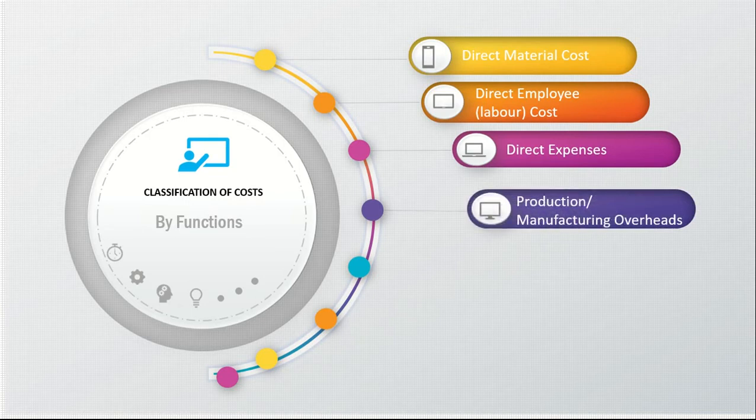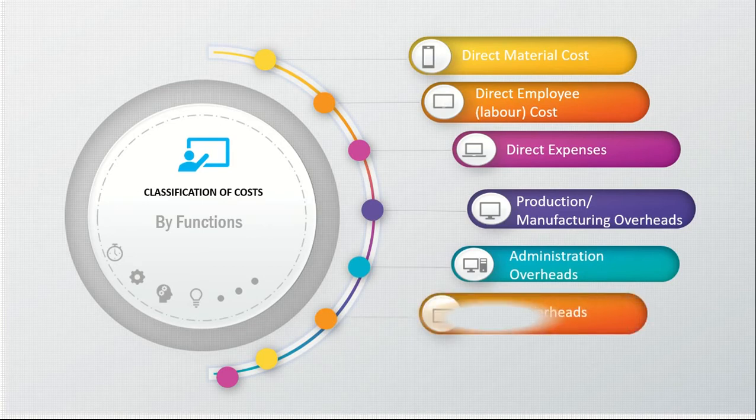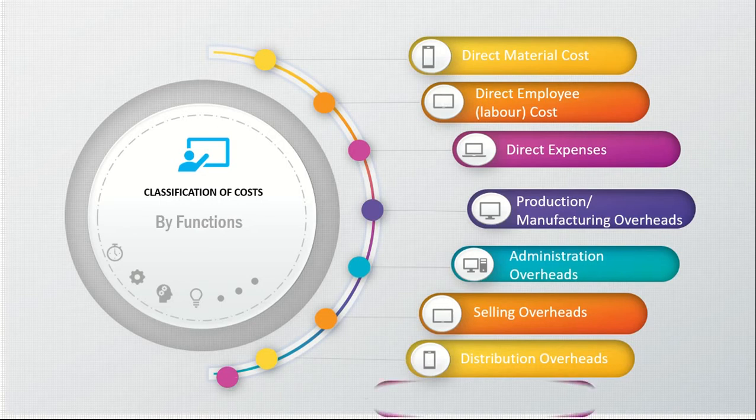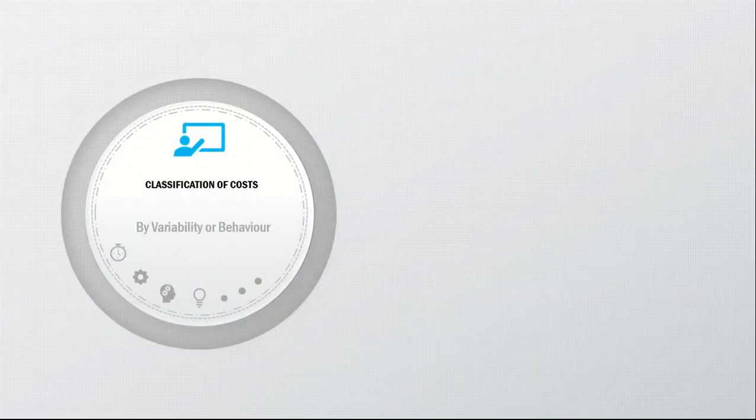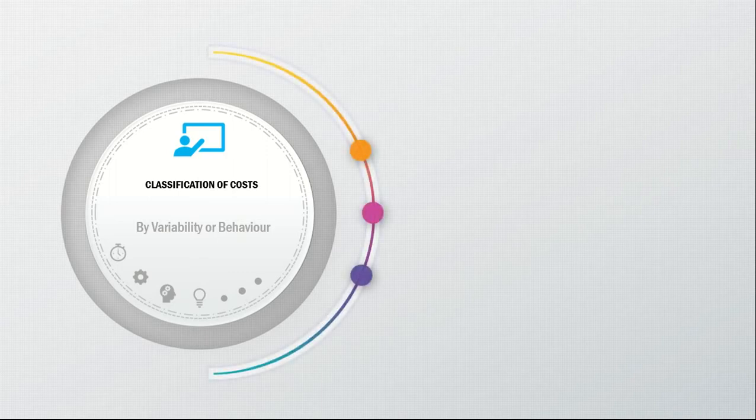Production/manufacturing overheads. 5. Administration overheads. 6. Selling overheads. 7. Distribution overheads. 8. Research and development cost, etc. According to behavior, costs are classified into 3 groups: fixed, variable and semi-variable.